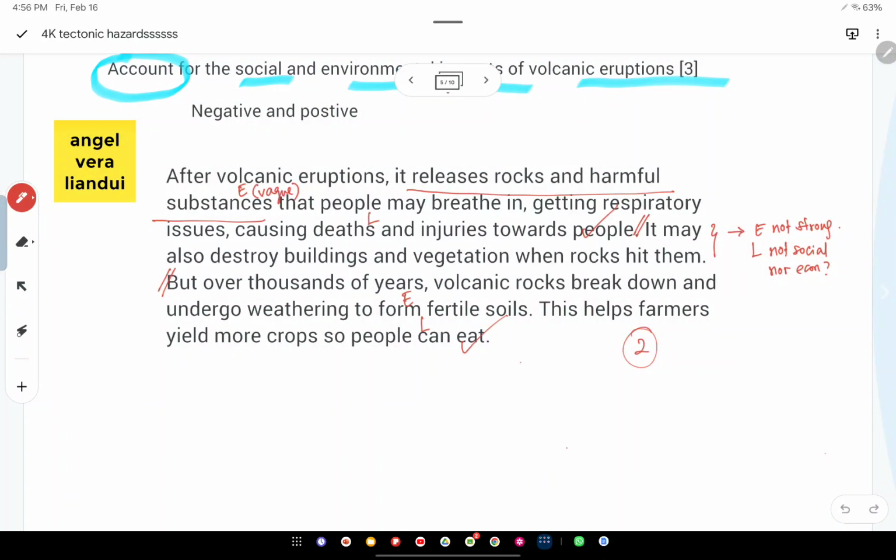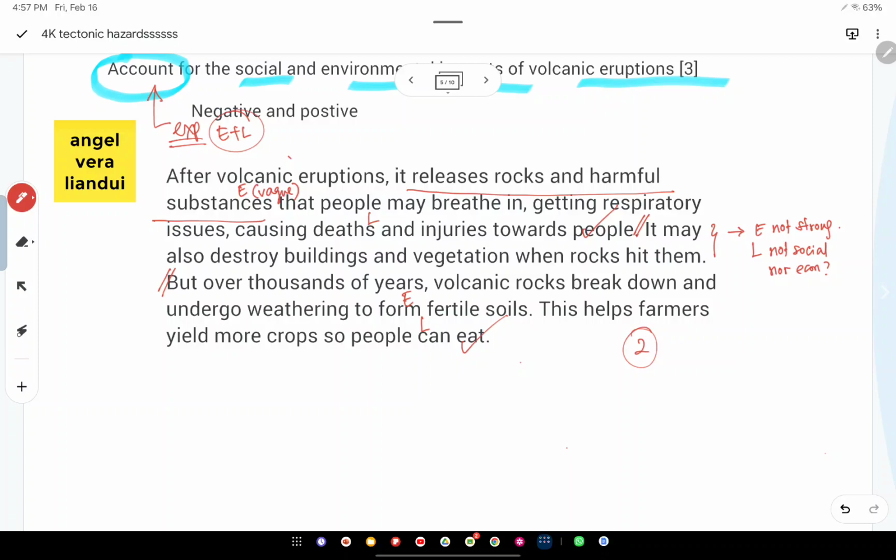Okay, next question. Account for the social and environmental impacts of volcanic eruption. So if you wonder, impacts again. So account, then what are you supposed to write? Account, like I mentioned before, is the same as explain, meaning E plus L both must have. So you can see here, for example, between Angel, Vera and Lian Dui.